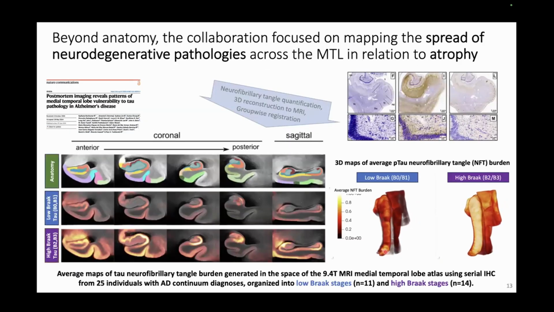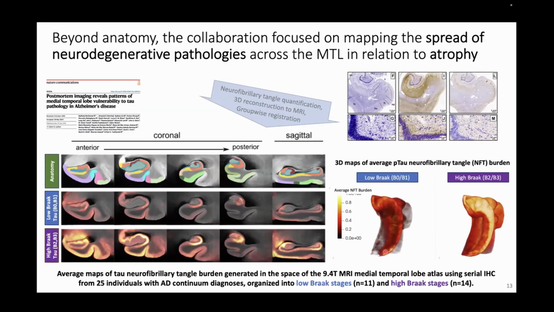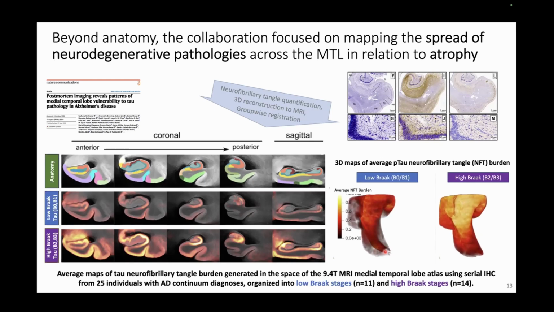Moving on, going beyond anatomy, part of our collaboration also focused on mapping the spread of neurodegenerative pathologies across the MTL and relating it to atrophy. This is an example from another of Sadhna's recent papers looking at the distribution of neurofibrillary tangles in low and high Braak stage individuals averaged across a number of specimens, just showing the kind of 3-dimensional pattern of tangle distribution.